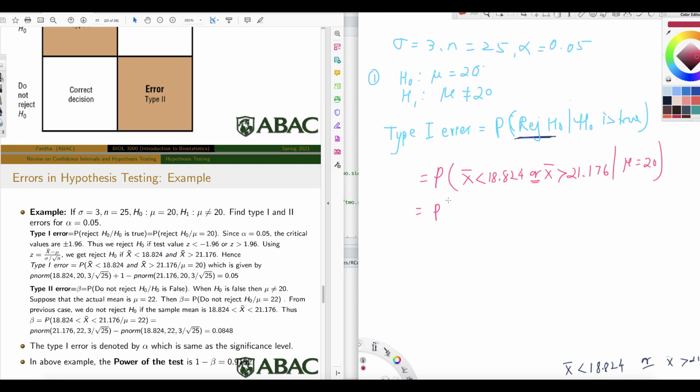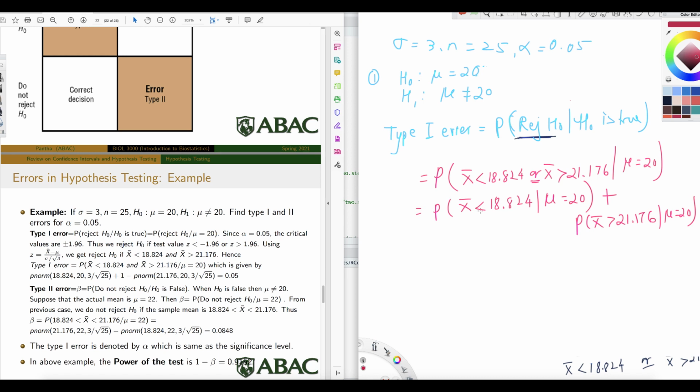So you will reject the null hypothesis if x bar is less than 18.824, given that mu equals 20, or if the probability that x bar is greater than 21.176, given that mu equals 20. See, there is x bar. So how do I find this probability? One way is to change this to g by doing x bar minus mu over sigma over root n. The other way is to directly use pnorm, because you are finding a probability.